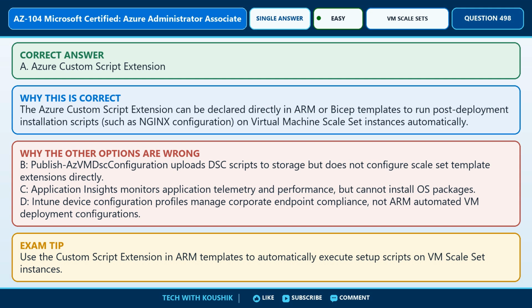Now consider why the remaining options are unsuitable. B. Publish AZ-104 configuration uploads DSC scripts to storage but does not configure scale set template extensions directly. C. Application Insights monitors application telemetry and performance, but cannot install OS packages. D. Intune Device Configuration Profiles manage corporate endpoint compliance, not ARM automated VM deployment configurations. Keep this examination point in mind. Use the custom script extension in ARM templates to automatically execute setup scripts on VM scale set instances.